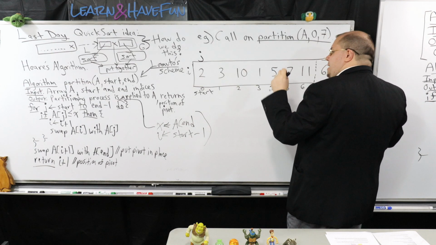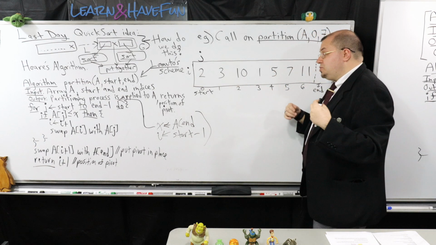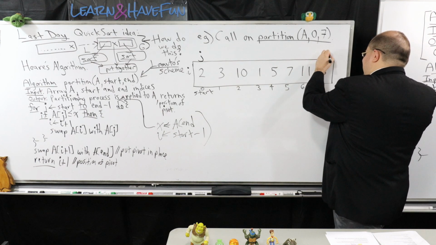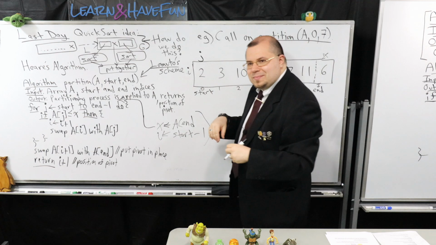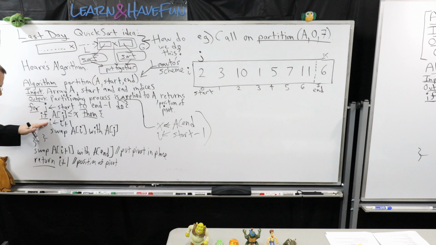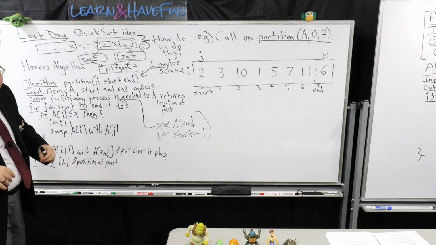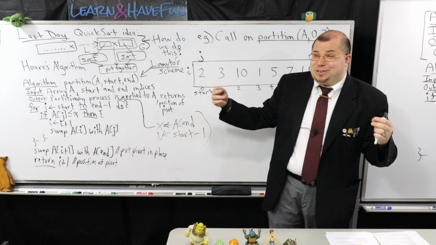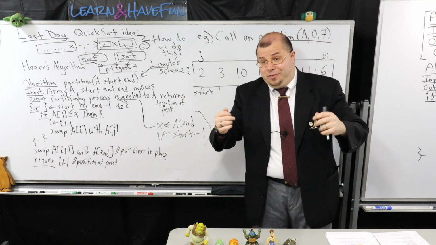Every time I run into an element that is less than or equal to the pivot, remember, this is what x is, what I would like to do is increment i, and swap it with whatever A sub j is. And you're going to find out that if we keep running into elements that are less than or equal to the pivot, it's just going to swap with itself.